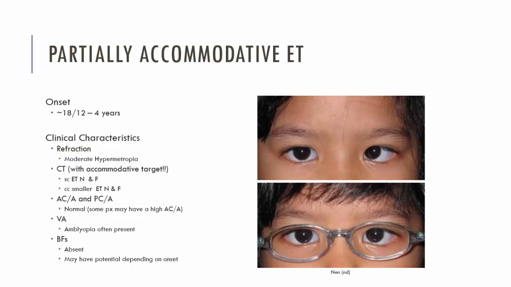Now, because it's a constant deviation, these children will generally be amblyopic and binocular functions will be absent. However, some patients will have the potential for BSV if the deviation, for instance, was intermittent previously, or if the deviation occurred at a later age.